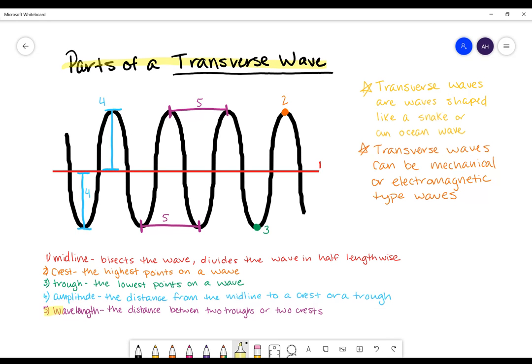And lastly, our last part is wavelength. This is the distance between two troughs or two crests. Since there are two places we can measure it, it is up here twice on our diagram for you. Just like amplitude, we can measure it between two other crests or two other troughs. So there are other places we can measure it on the wave, but just for the sake of that diagram, so it's easier to read, I've only put it up there in two places. And those are the parts of a transverse wave.